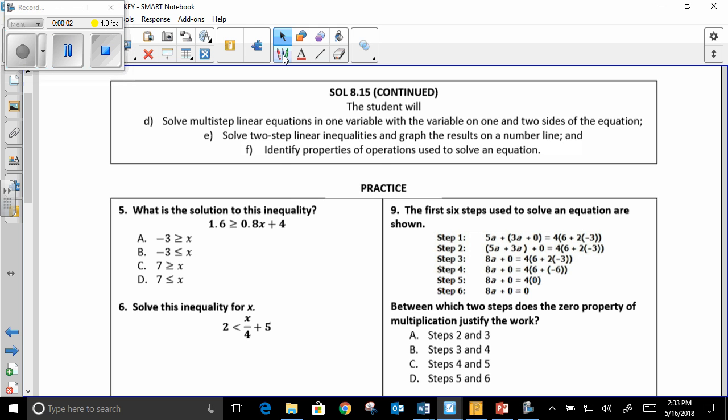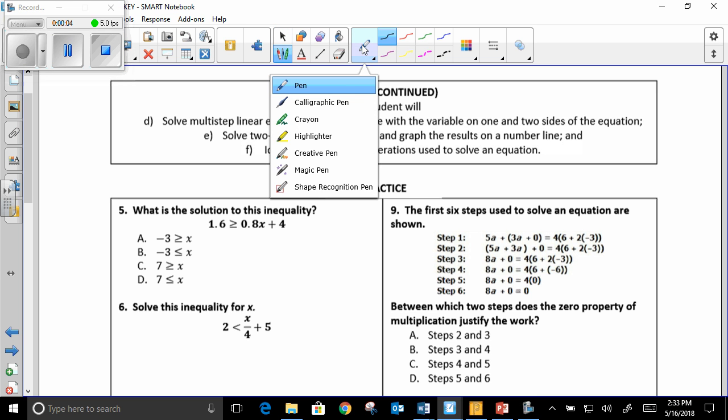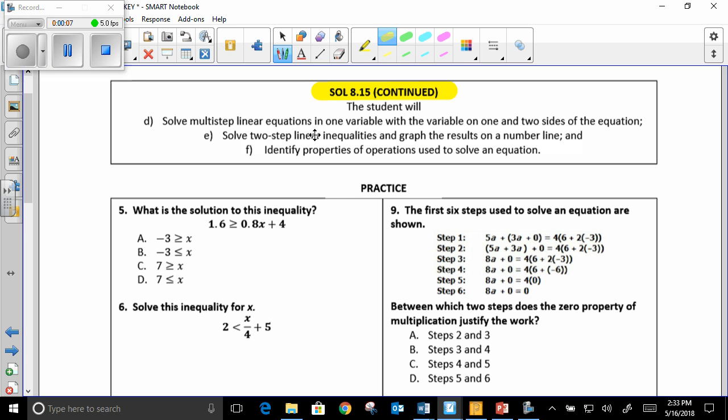Right, welcome back to Mrs. Zell's SOL review. Today we're going to be continuing 8.15, which deals with multi-step equations with one or more variables. We're also going to be solving two-step linear inequalities and identifying properties.